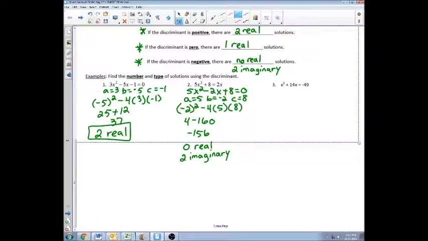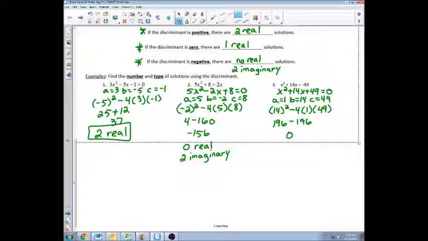All right. On to 3, I got to make sure it's set equal to 0, so I'm going to add the 49. My A would be 1, my B would be 14, and my C would be 49. Again, I'm going to use my discriminant, so it would be 14 squared minus 4 times my A, which is 1, times my C, which is 49. 14 squared is going to get me 196. Negative 4 times 1 times 49 would get me negative 196, which is 0. So that means I would have 1 real solution.